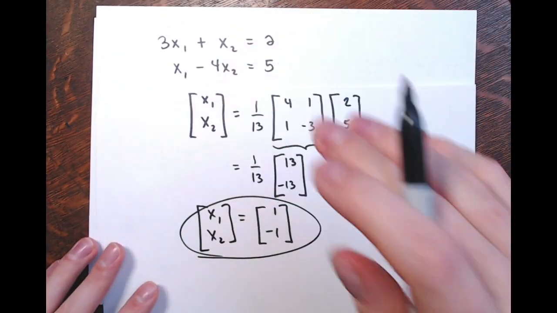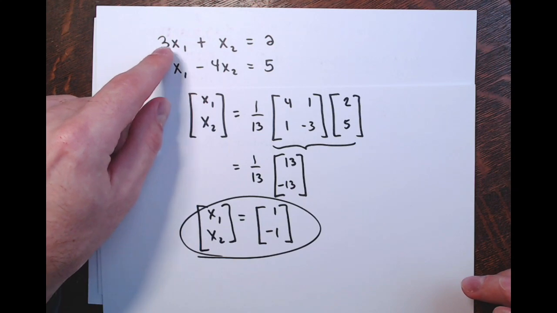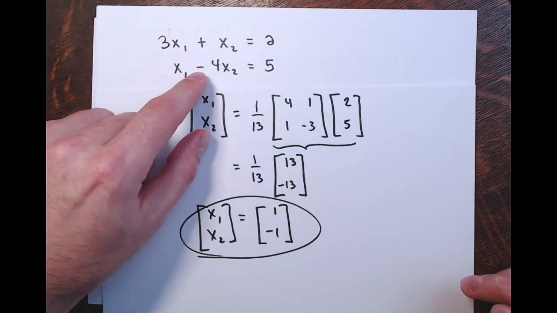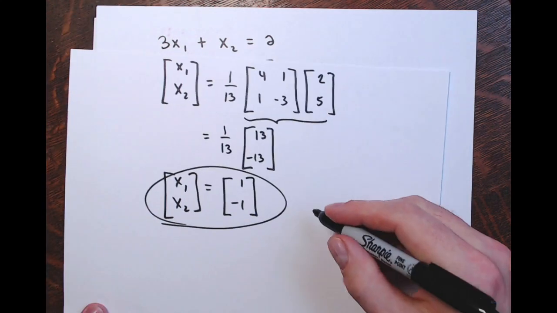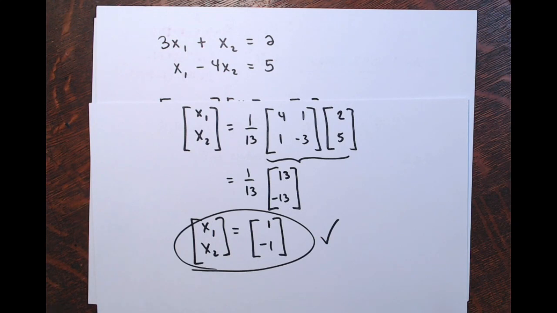And double check it. Plug in 1 for x1, -1 for x2. That'll be 3 minus 1 plus -1 is 2. That's good. And then 1 plus 4 is 5. That's good too. Right, that works out. But that's how the inverse is used. Right. Again, only if the square matrix actually has an inverse.